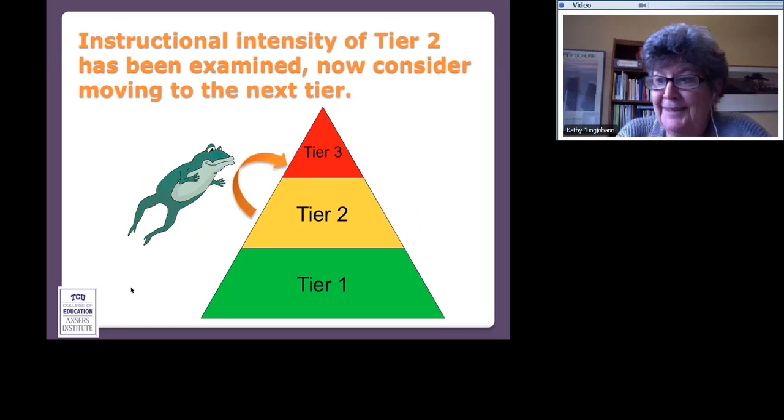Kathy, just a quick one here again. It's pretty much similar to the previous question. Are the same people responsible, or who is responsible for identifying ways to intensify instruction within Tier 2 versus within Tier 1?